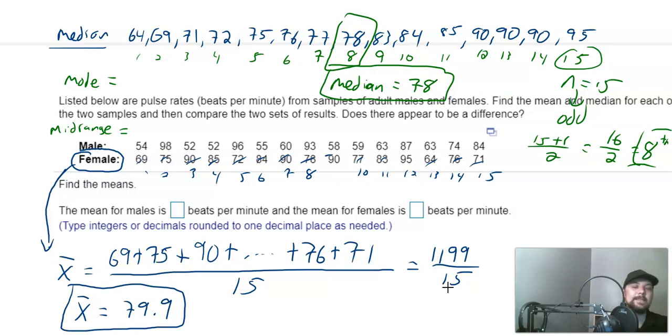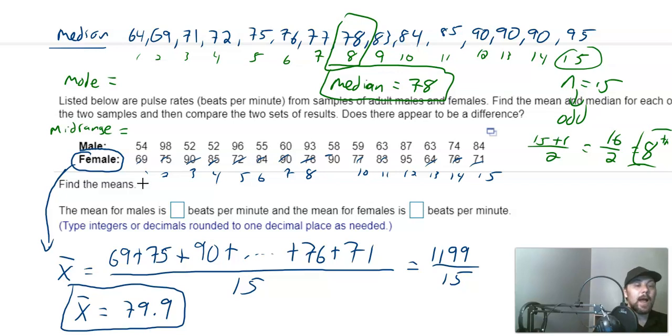Before I said pause, I said it looks like there's about 12. I hope you didn't use that in your calculation. I hope you actually confirmed that the number of data values was actually in fact 15 and not 12. And so you find there's 15 data values. Divide those. You should have got 79.9 for the mean for the female data set. The male data set might be different than that.